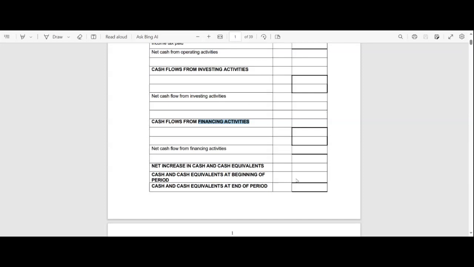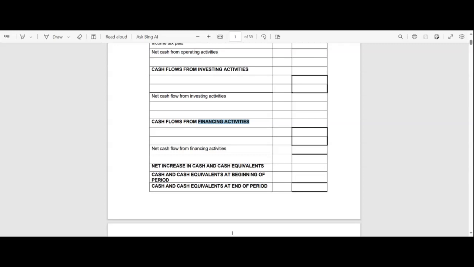So in any case, your cash and cash equivalents at the beginning of the period, you simply find in your previous year column, the comparative figures column of your financial statements, and this one you find in your current year column. Which brings us to almost our last argument for the day, ladies and gentlemen.